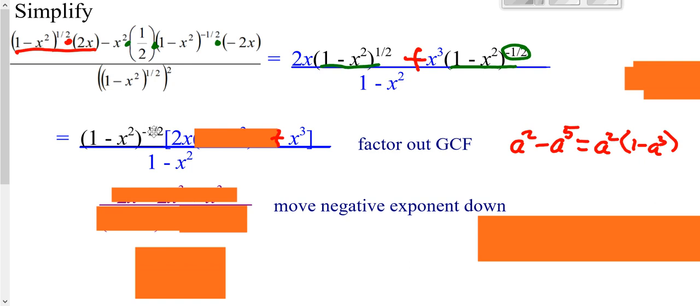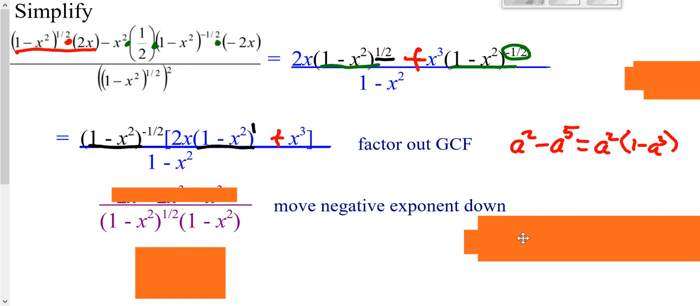1 minus x squared to the negative 1/2 times what will give you 1 minus x squared to the positive 1/2? Well, you'd have to add your exponents. And well, that would be to the first power. Because if this was a positive 1 exponent, when you take this right here times this right here, you'd add your exponents, and negative 1/2 plus your exponent of 1 gives you your positive 1/2. So this negative exponent in front is going to go down to the bottom. What we did have in the bottom stays in the bottom. So now we just have what's in the square brackets in the top.